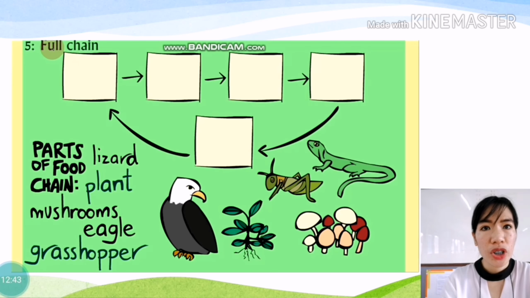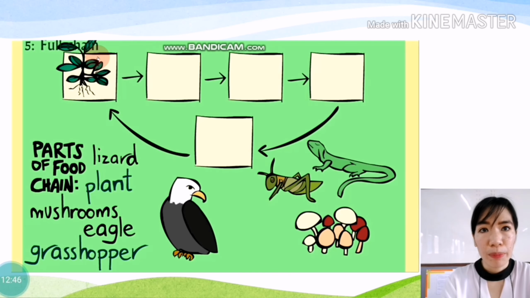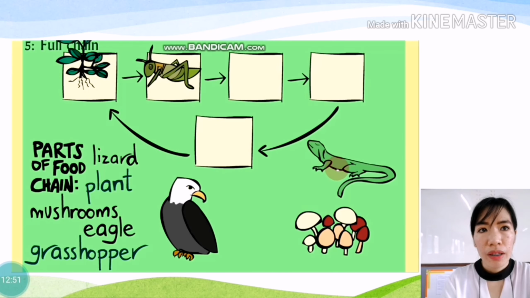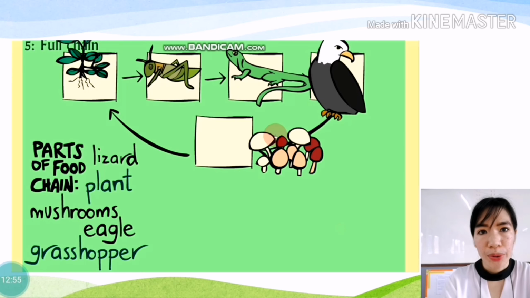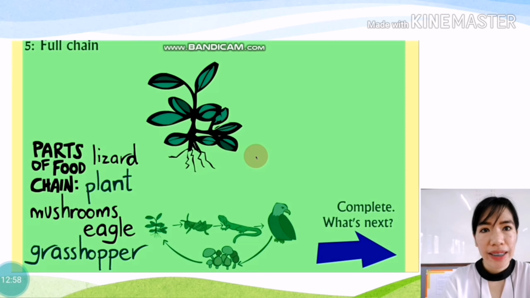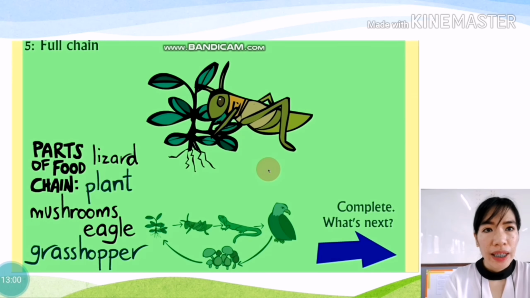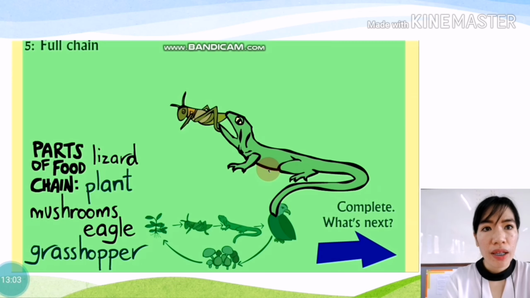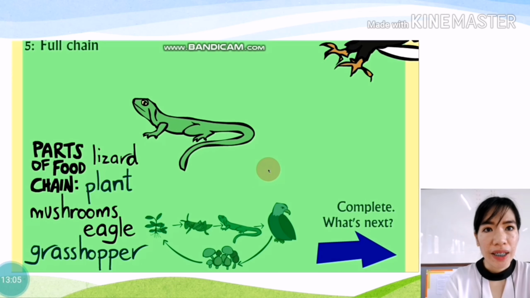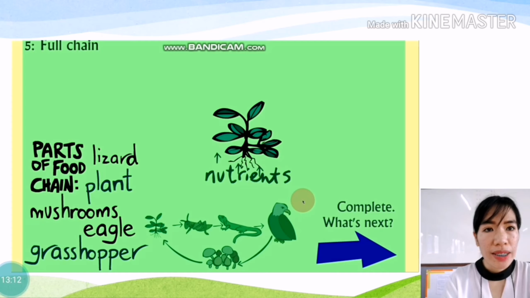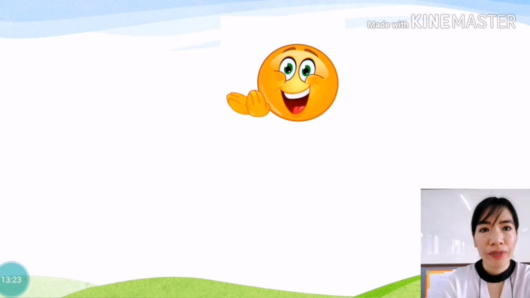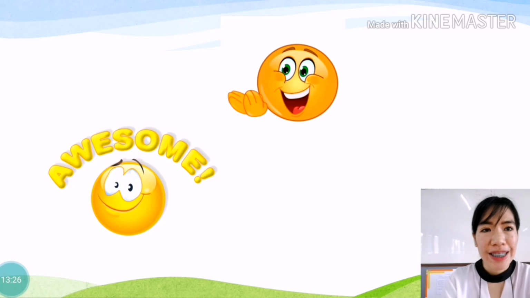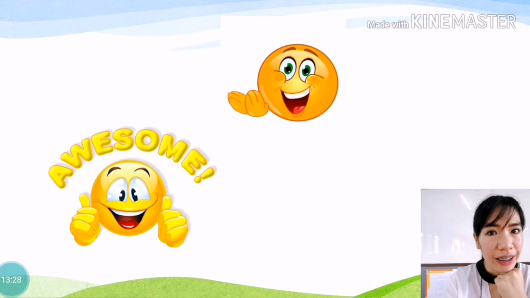Next, we have the full chain. We have here the plant, the grasshopper, the lizard, the eagle, and the mushrooms. Very good. That's how the full chain looks like. Then we have the nutrients. Did you get it right? Good job. Awesome. Did you learn something in this video?